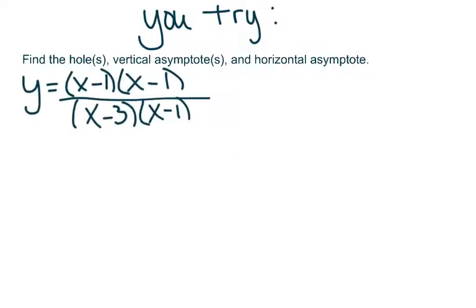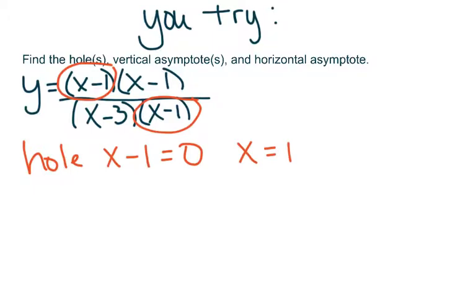Okay, I have factored it completely, so now I'm trying to find a hole. The hole is going to be wherever they have something in common. Okay, so they had a common factor of x minus 1. I've circled it in red. I set that equal to 0. It equals 1. Now I'm looking for a vertical asymptote.